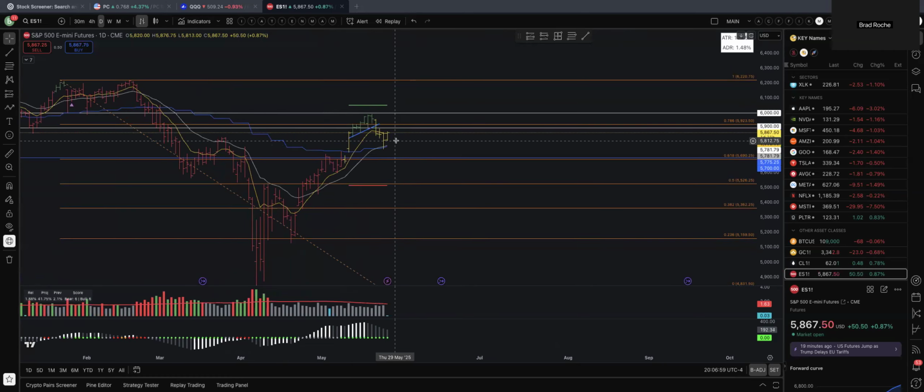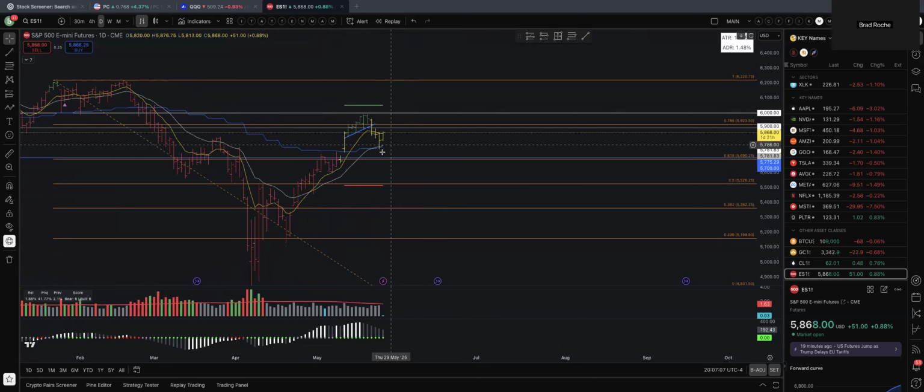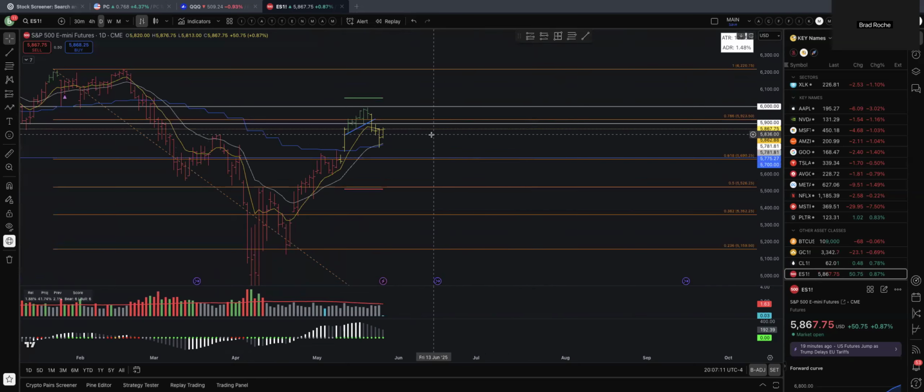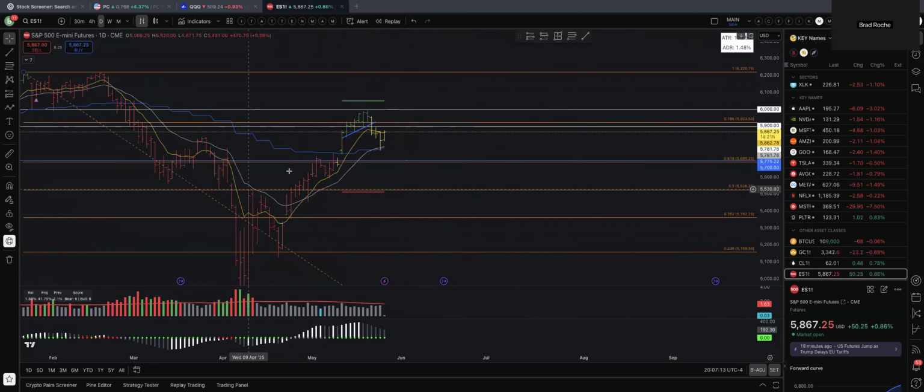And the news came out about Trump pushing back the European Union deal, which was kind of obvious. It's happened pretty much every time, but just pay attention to the technicals because they typically will line up with what price is going to do.